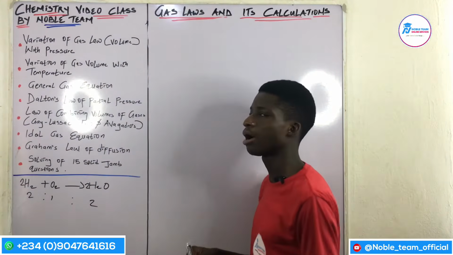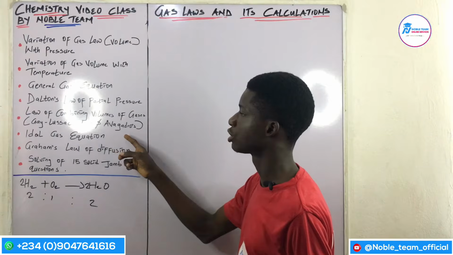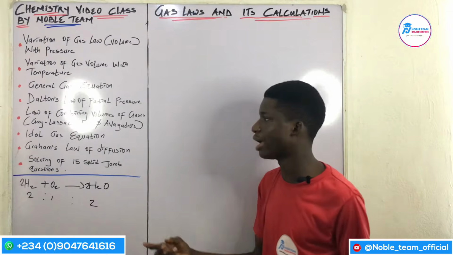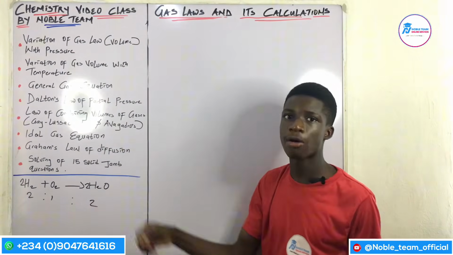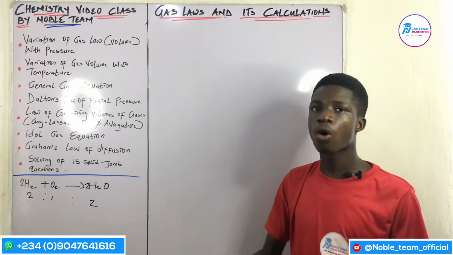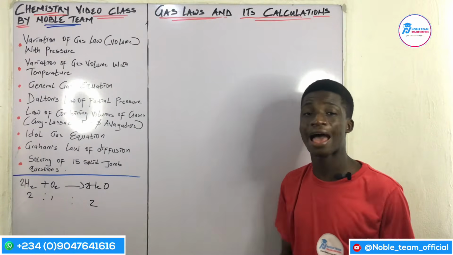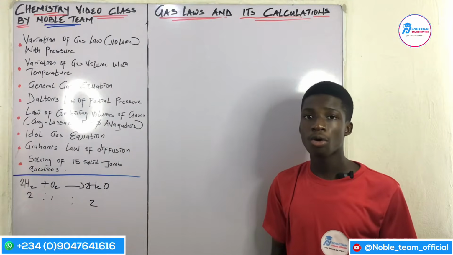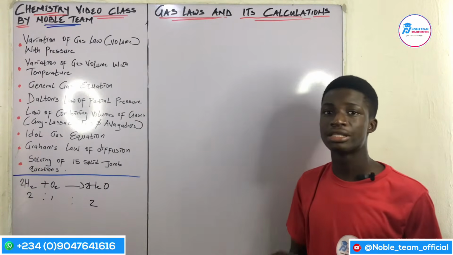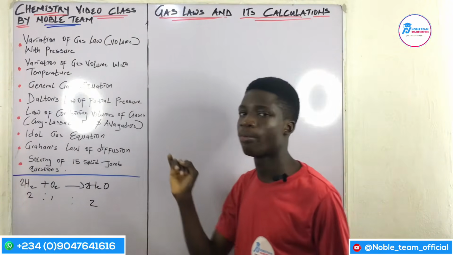Now Avogadro's law puts in place the same thing. Both of them are still the same, but what Avogadro's law did was this, because Gay-Lussac is already dead. Avogadro now picked the law and made a hypothesis on it. So he said that equal volumes under the same conditions of temperature and pressure have the same number of molecules. So this is what Avogadro's law of combining volume stated.